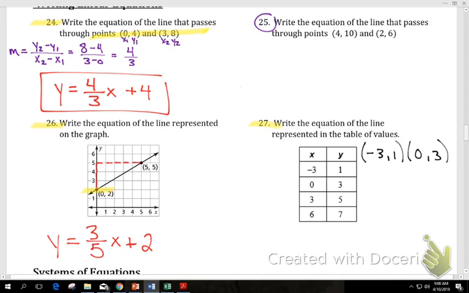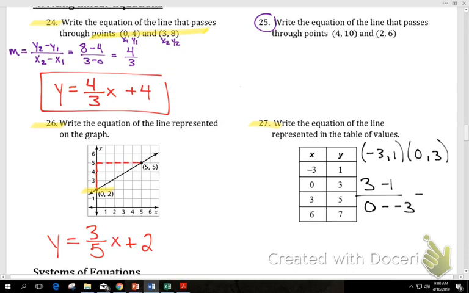Okay? All right, and now find your slope, and one of the ordered pairs is going to give you a hint as to what the y-intercept is. All right, so pull them out, find your slope and your y-intercept, and write your equation.